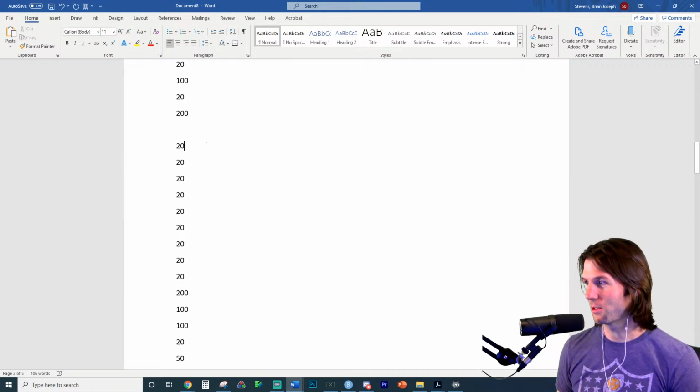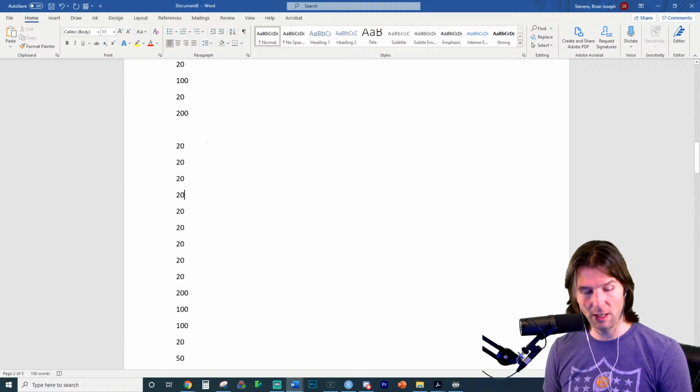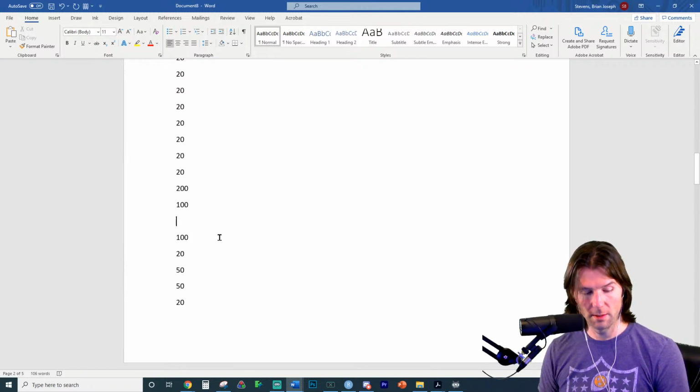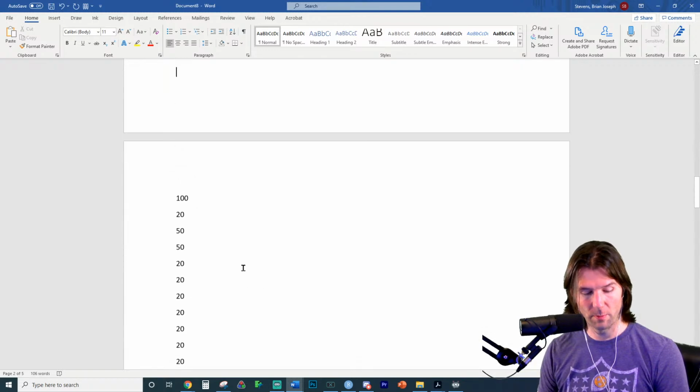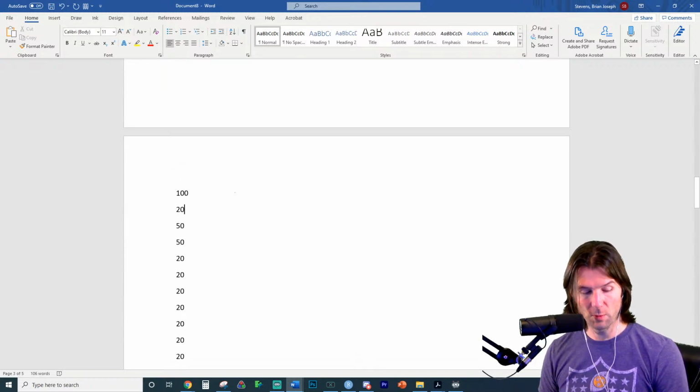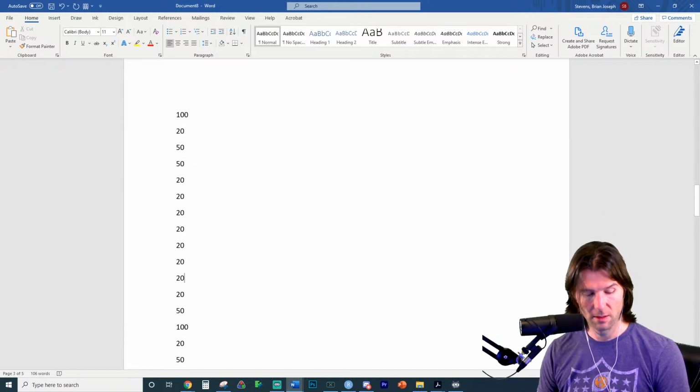People getting $20, it's not fun. 20, 40, 60, 80, 100, 120, 140, 160, 180, 380, and 480. And then let's go next page on this, just so we can view it all on a page. 100, 120, 170, 220, 240, 260, 280, 300, 320, 340, 360, 380, and 430.